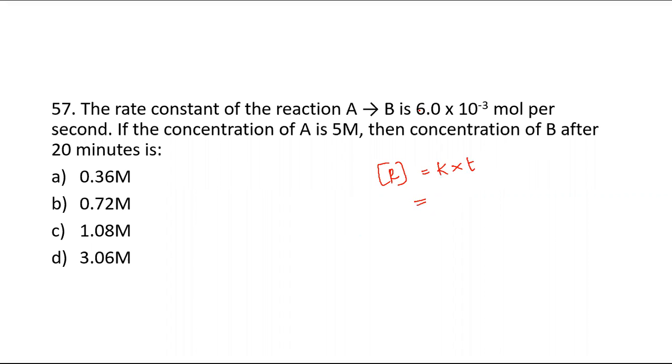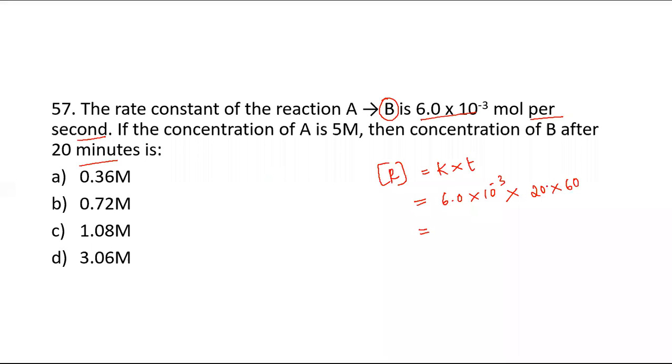The remaining we do not want. The k value is 6.0 into 10 to the power of minus 3, into time. How much is the time? 20 minutes. But here you have to concentrate. See, for A to B the unit is moles per second. The time is 20 minutes, and we have to convert it to seconds, so into 60, because here it is in seconds.